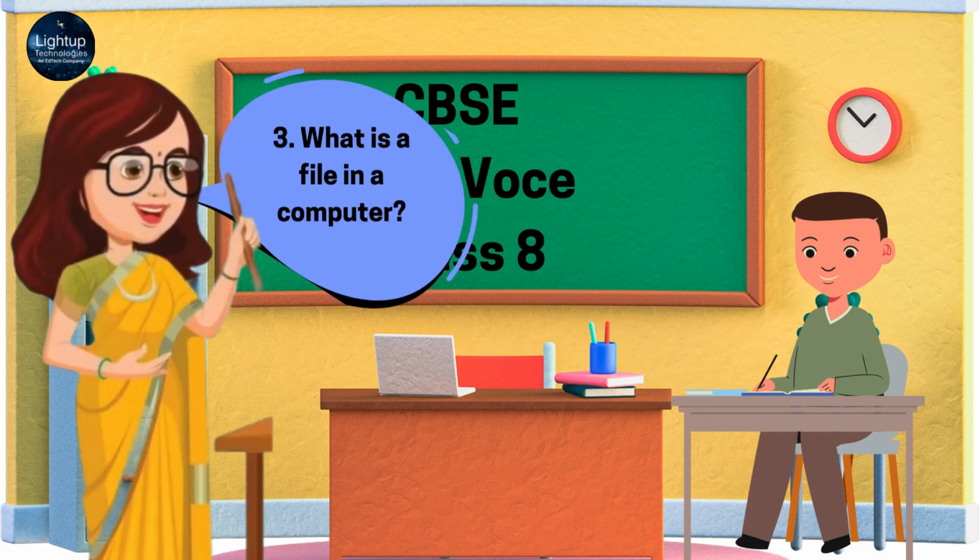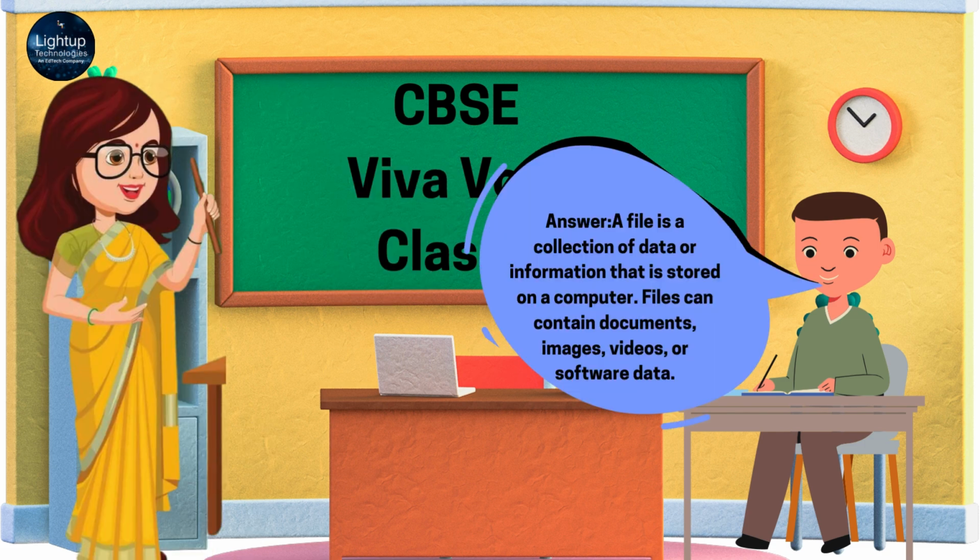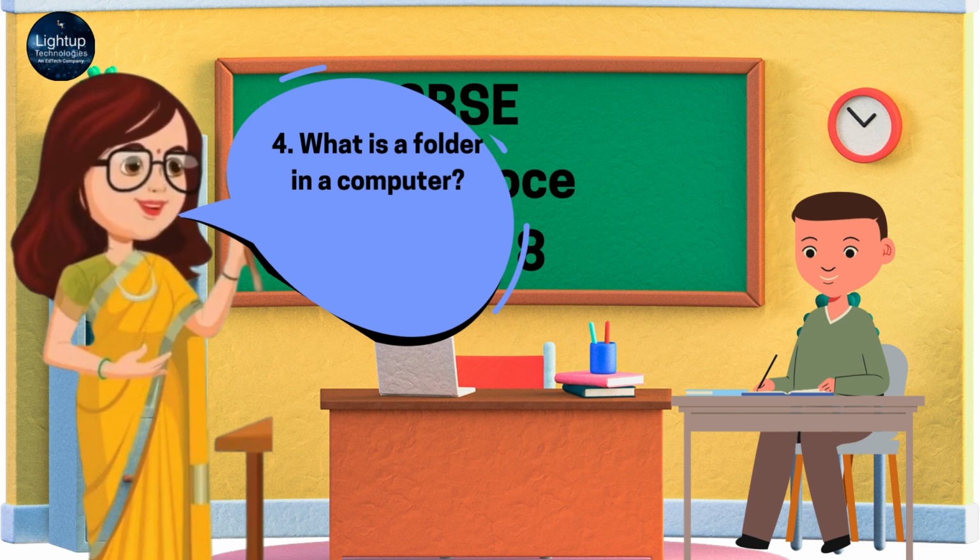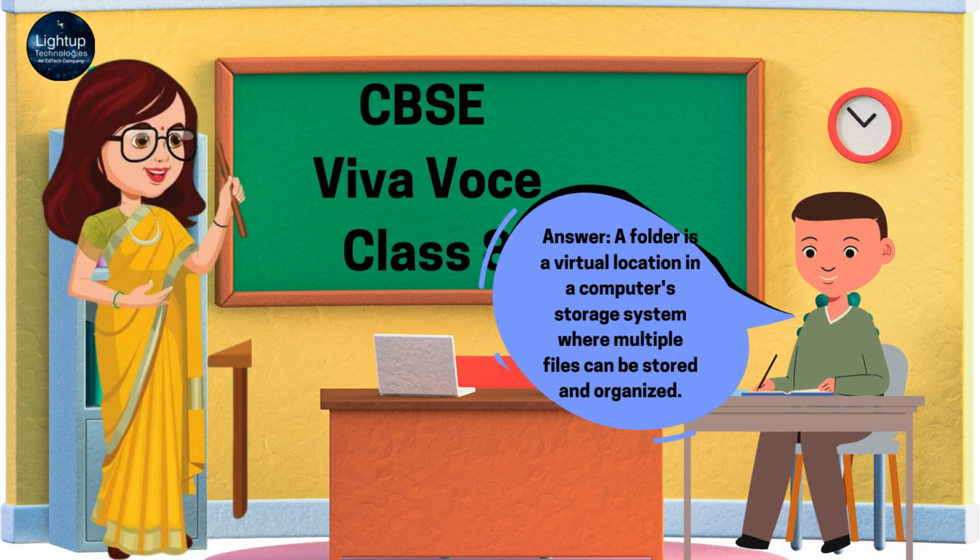What is a file in a computer? A file is a collection of data or information that is stored on a computer. Files can contain documents, images, videos, or software data. What is a folder in a computer? A folder is a virtual location in a computer's storage system where multiple files can be stored and organized.